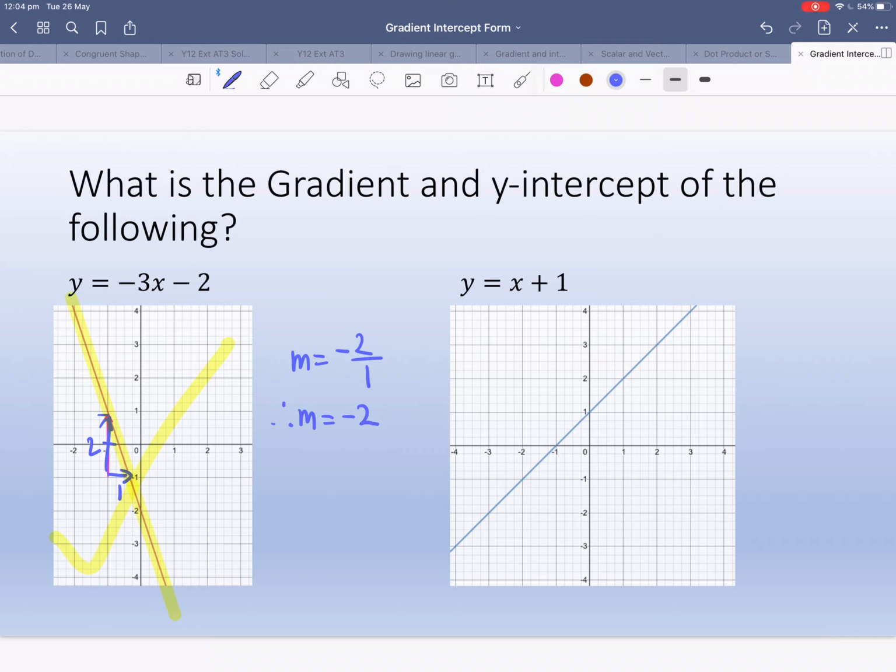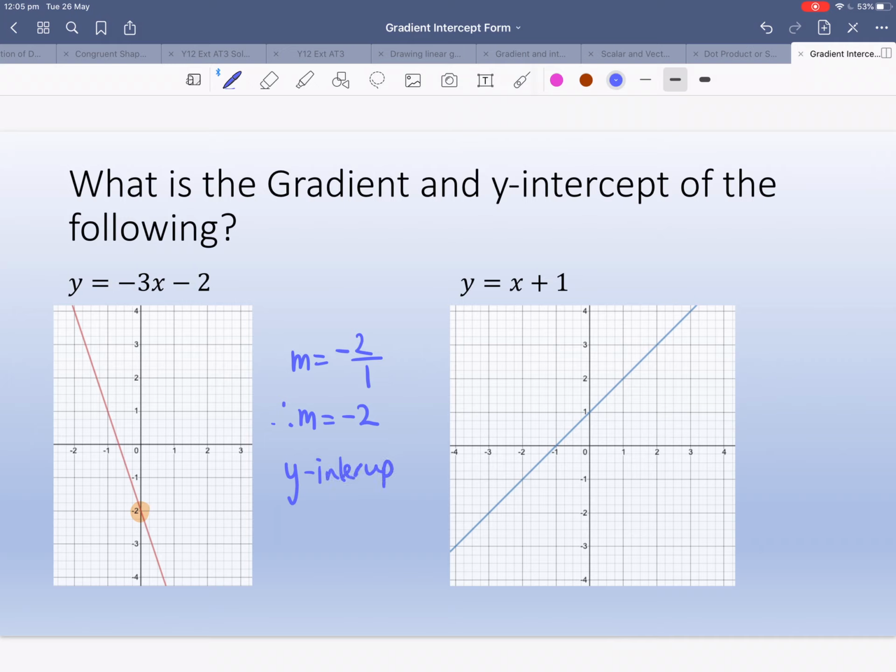Yeah. Now, where is our y-intercept? Well, this is the y-axis, okay? And it looks like it crosses here at -2. So I'm going to get rid of some of this information here. Where does it cross? It looks like it crosses right here. So that's -2. So I'm going to write that.